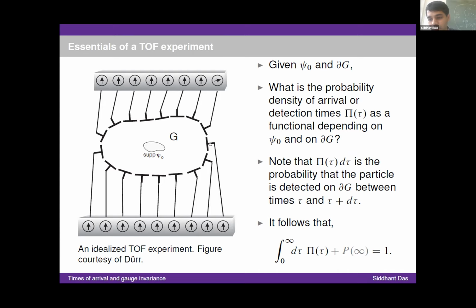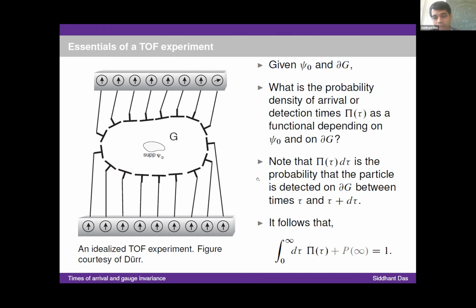So in any run of the experiment, you see only one click because there is only one particle. But when you repeat the experiment again and again, preparing the particle every time in the same quantum state, you get a distribution of detection times. It can also be called arrival times and so on. At the end of the day, the object of interest is this probability density P of tau, which is basically the distribution or probability density of arrival times.